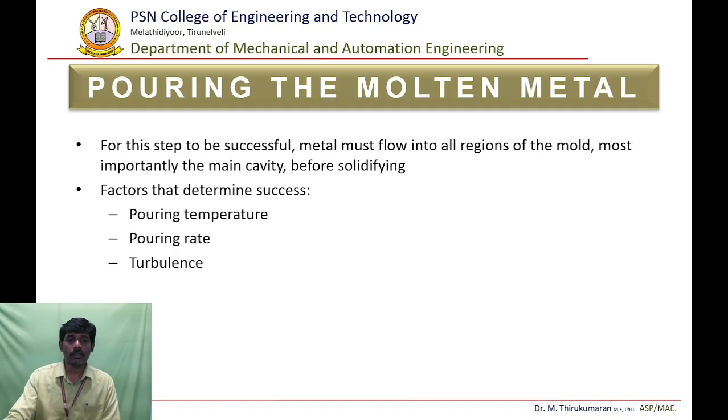While the metal is being melted, we have to consider the pouring temperature, pouring rate, and turbulence. These three factors control the molten metal stages.